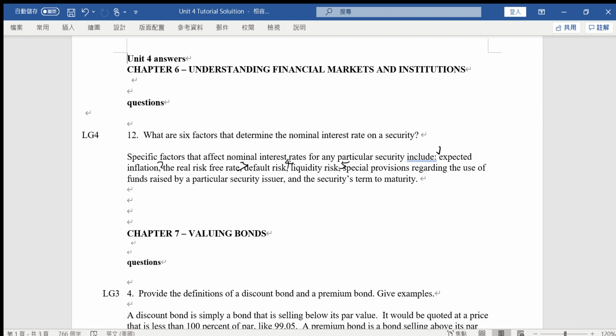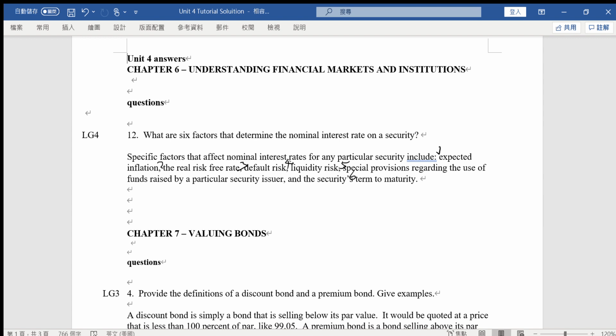And we have given you 3 typical items, and you may refer to your notes. They are taxability, callability, and convertibility, and you need to discuss each of those clearly. Finally, the 6th one will be the term to maturity. This will be the 6th factor that affects the nominal interest rate on our securities. For this one, it is not asking you to provide a detailed explanation. You may just name the 6 factors.